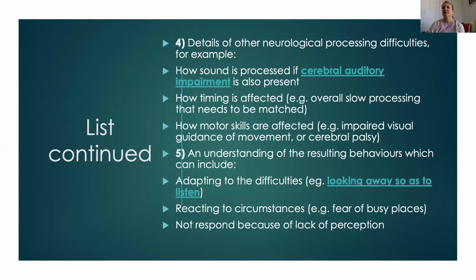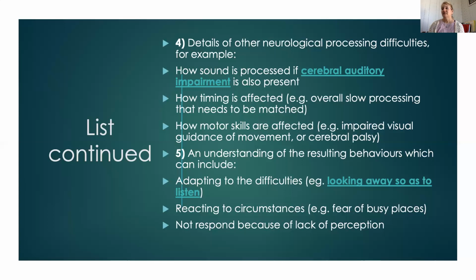Fifth, how is that person understanding the resulting behaviors, which can include adapting to difficulties? So one thing I didn't realize when I started taking these classes, and it makes sense now, is that because processing is so difficult, a child often cannot look at an object and listen at the same time. So they might look at an object, look away while they're processing it, and then look back. It's maybe so much information just to be looking at something that they have to look away in order to process it. That's another explanation.